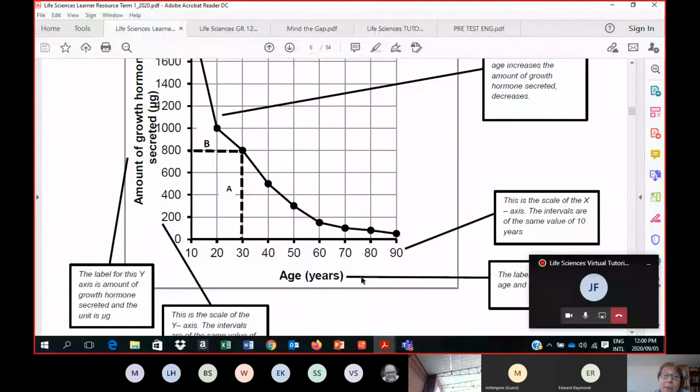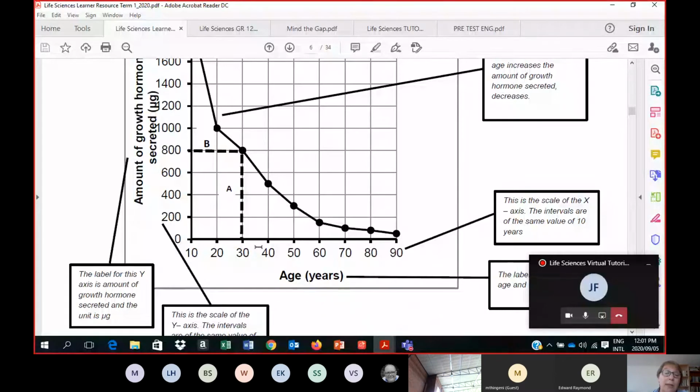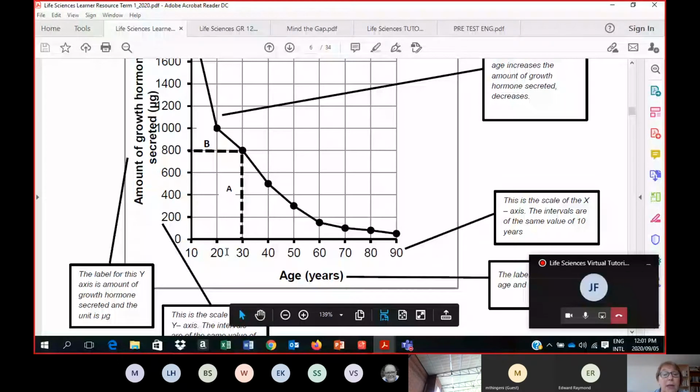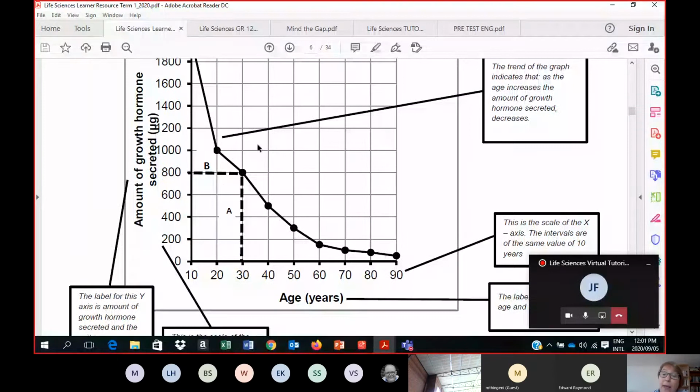So the scale means that these intervals between the values need to be exactly the same. So you can see in this graph, the intervals are tens. So here we are going up in tens: 10, 20, 30, 40, 50, and so on. Here on the y-axis, the intervals are 200, because here we're going up in 200s: 200, 400, 600, 800. And this is very, very important that you get the scale correct.